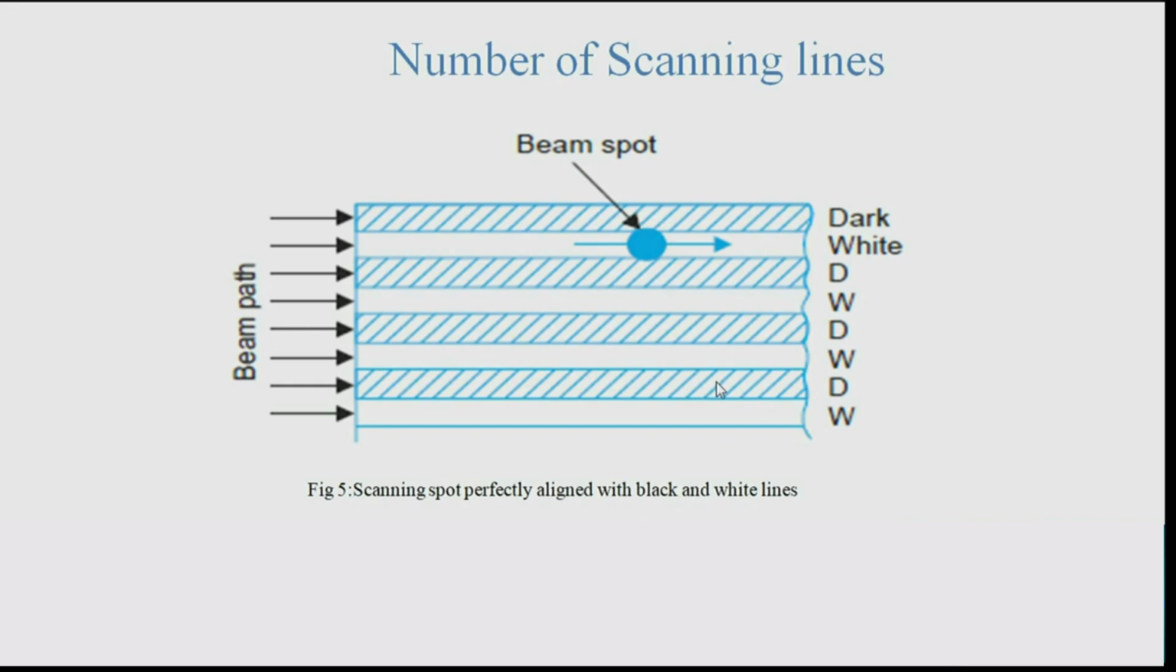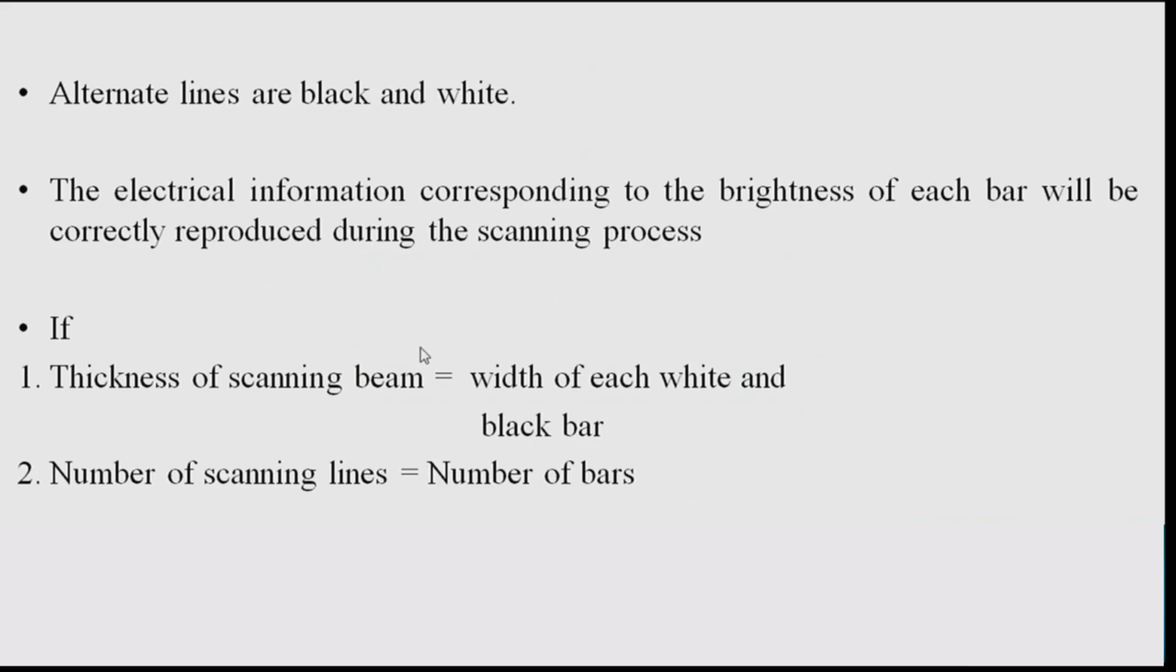This is the beam path, and this diagram shows the scanning of the spot perfectly along with the black and white lines. Now, alternate lines are black and white. The electrical information corresponding to the brightness of each bar will be correctly reproduced during the scanning process if it satisfies these two conditions.